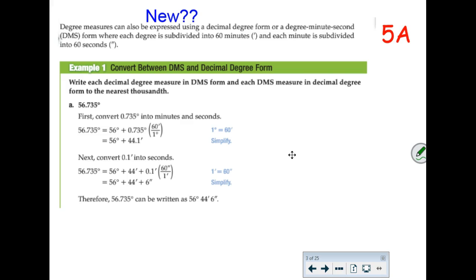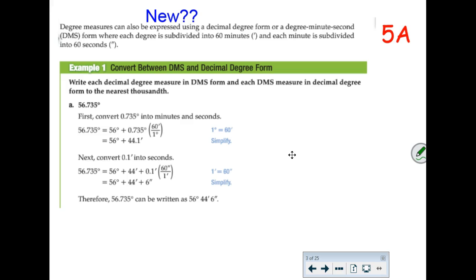So this is newish, depending on if you took trig. You can convert degrees to degrees, minutes, and seconds. Just like how you can measure distance and make your increments smaller and smaller, you can do the same thing with degrees. And this is utilized, I think, in nautical measurement and also aeronautical measurement. I personally don't use this because I don't do either of those things.